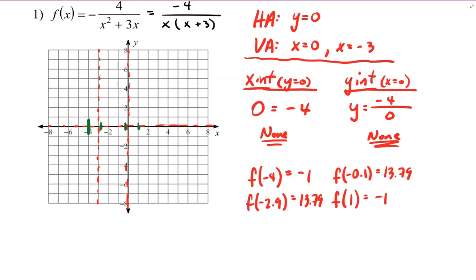And so off camera I used a calculator, much the same way that we were evaluating the polynomials, and I found these 4 results. When x was equal to -4, we had a y coordinate of -1. So that tells me we've got a coordinate down here. That leads me to believe that the graph is going to be bounded by the horizontal and vertical asymptotes like this. When x is equal to -2.9, we ended up having a y coordinate of +13.8, and same thing happened at -0.1. So those 2 coordinates were way up off the screen.